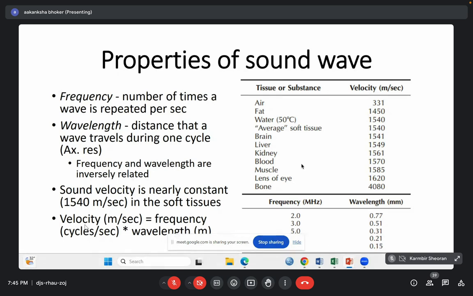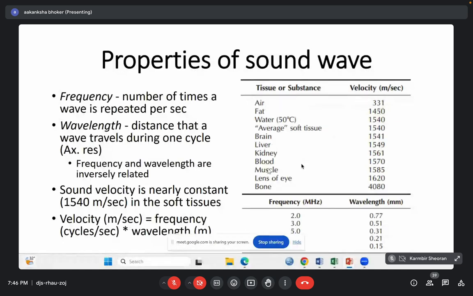And as we know from the principle of physics, velocity is the product of frequency and wavelength. Now, what will be the velocity of a sound wave in tissues? We all know sound waves need a medium to travel. In a vacuum, the velocity will be 0. In air, there are some particles, so it has some medium and it travels with a velocity of 331 meters per second.